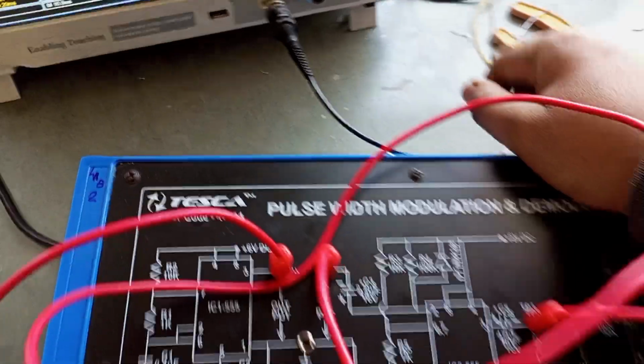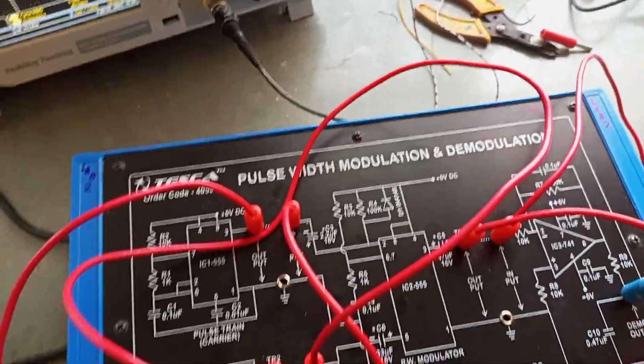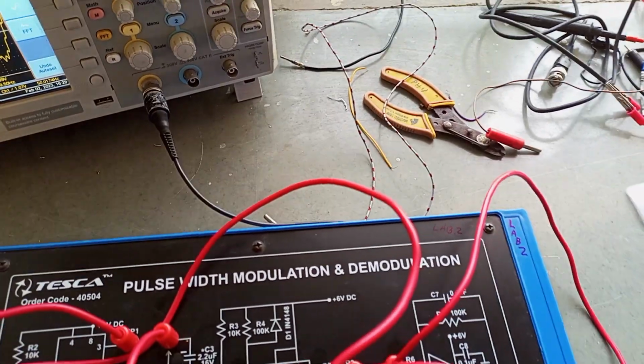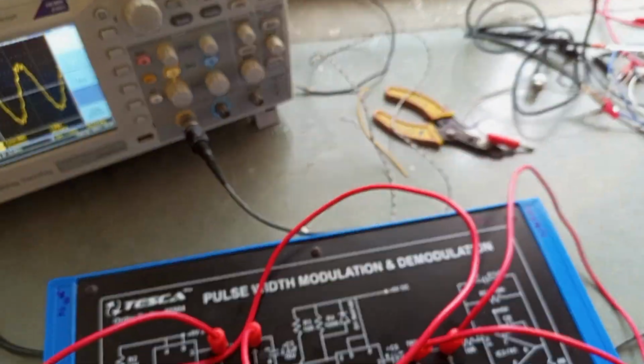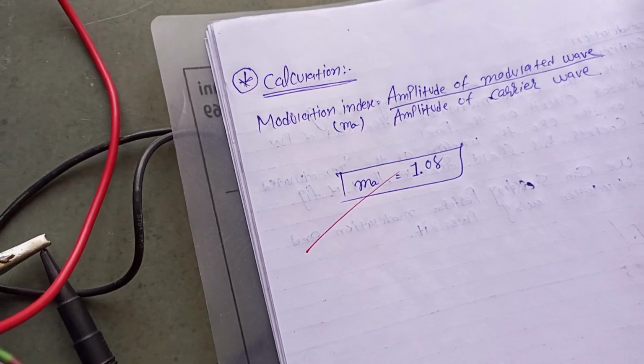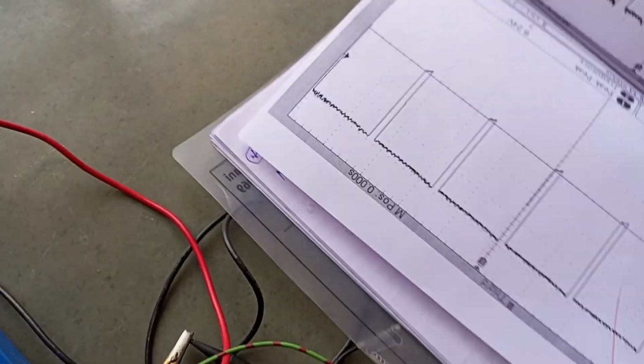So this is all about pulse width modulation and demodulation. And at last we have to calculate the modulation index. For this we will use the formula: modulation index is equal to the amplitude of the modulated wave divided by the amplitude of the carrier wave.